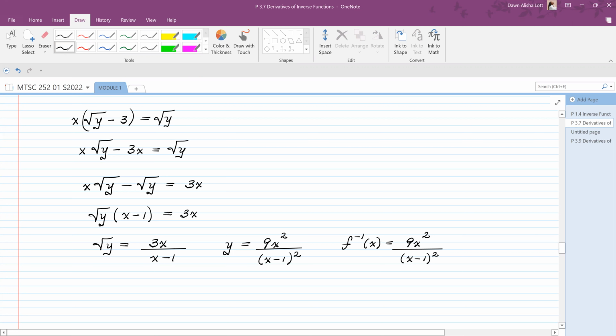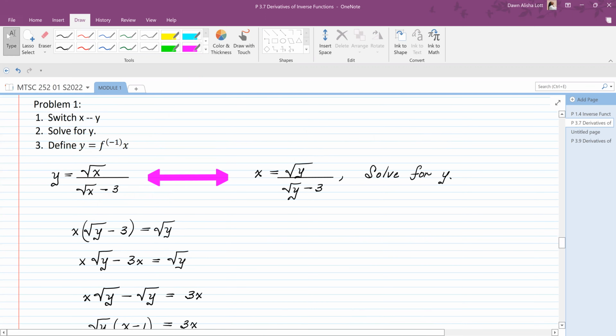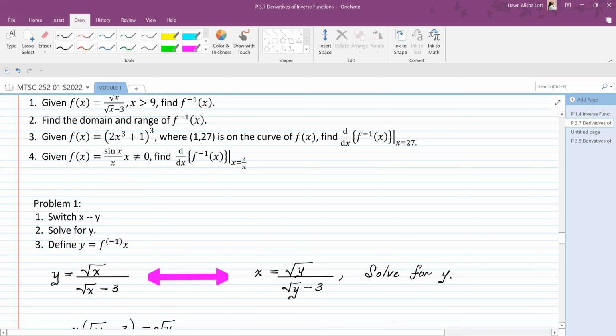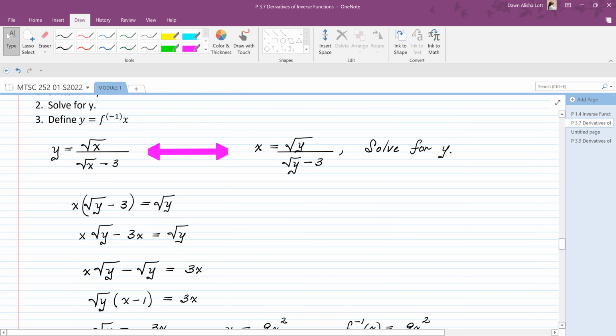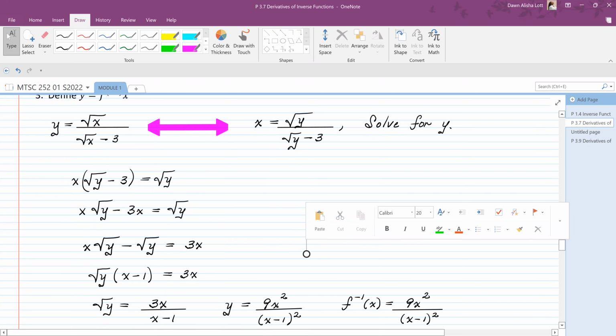Okay, so here's a question, and I'll bring that back again. Find the domain and range of f inverse. The domain and range of f inverse. So what's always the most difficult one to find? The domain or the range? The domain.